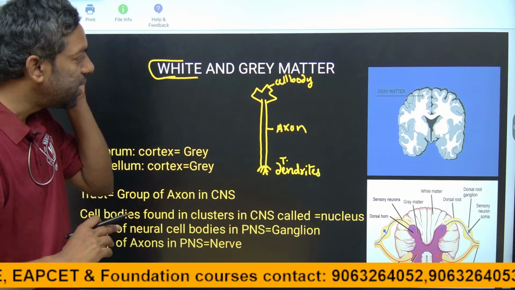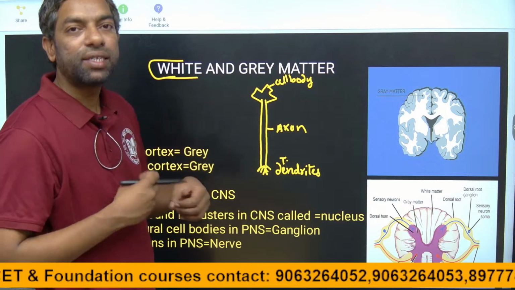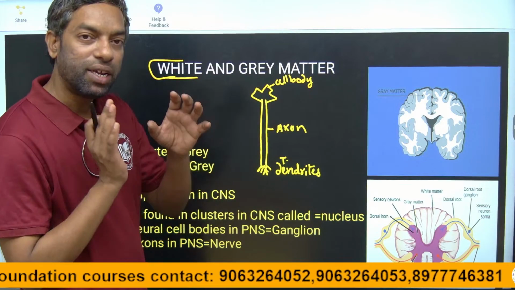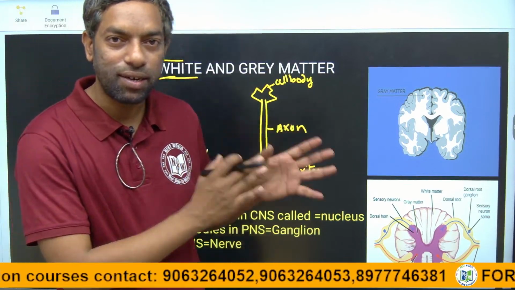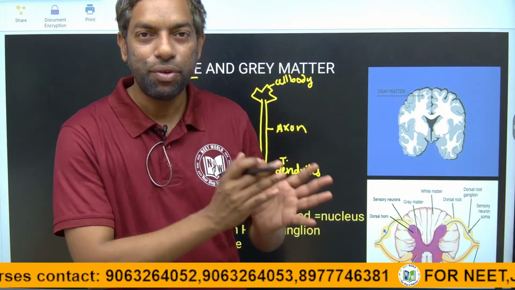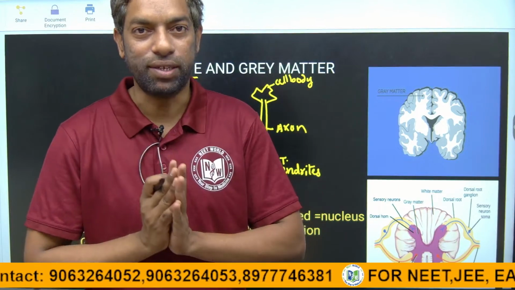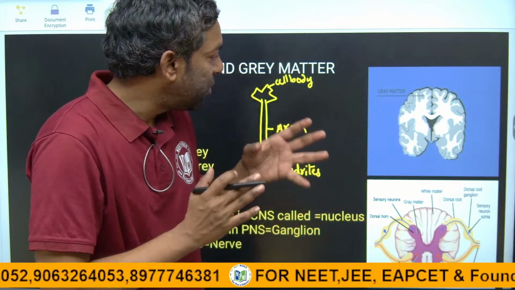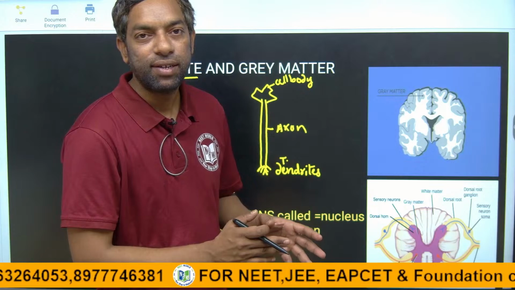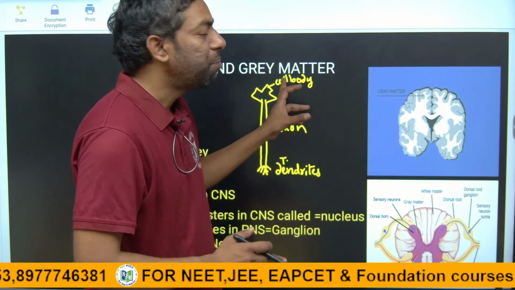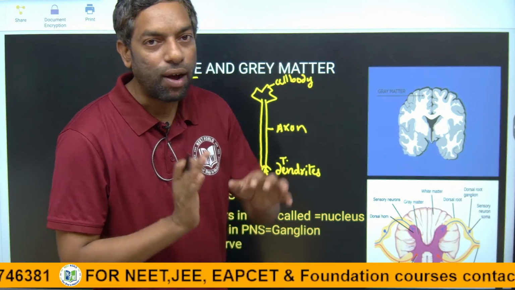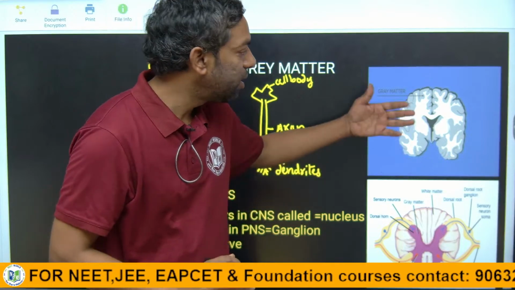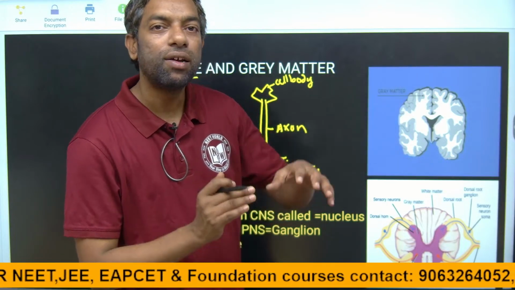There are billions of neurons in the central nervous system and billions of neurons in the peripheral nervous system. There are different kinds of neurons, guys. The density of neurons gives us gray matter and white matter. How can the density create the gray matter and white matter?